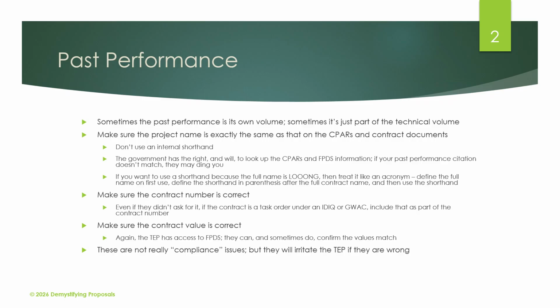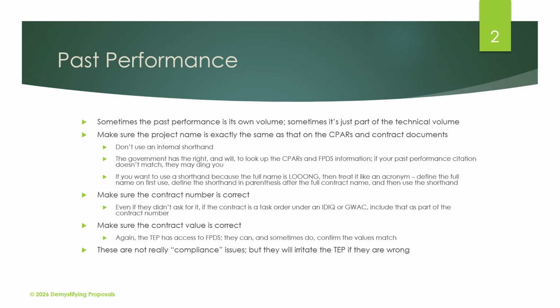So if you want to use a shorthand because the full name is long, then treat it like an acronym and define the full name on first use, and then define the shorthand in parentheses after the full contract name. And then you can use the shorthand from there.